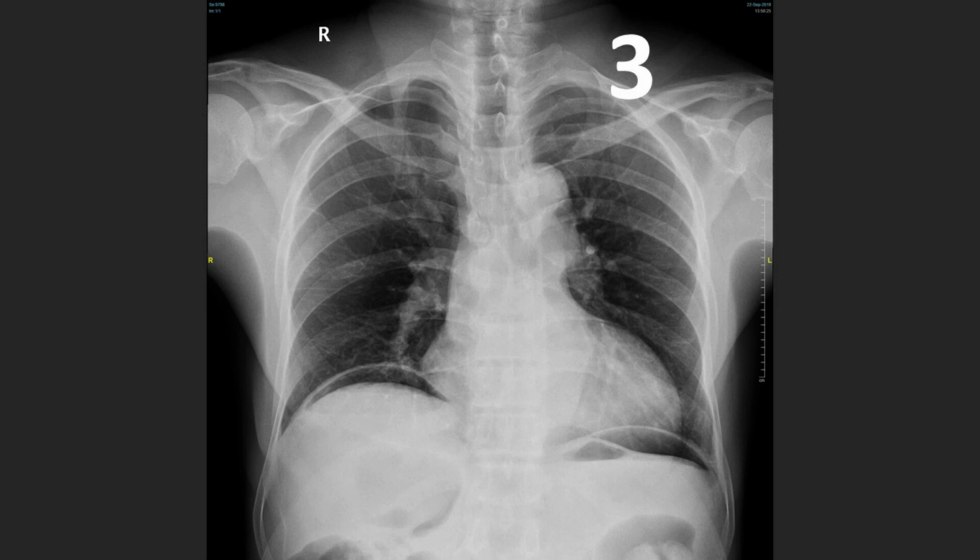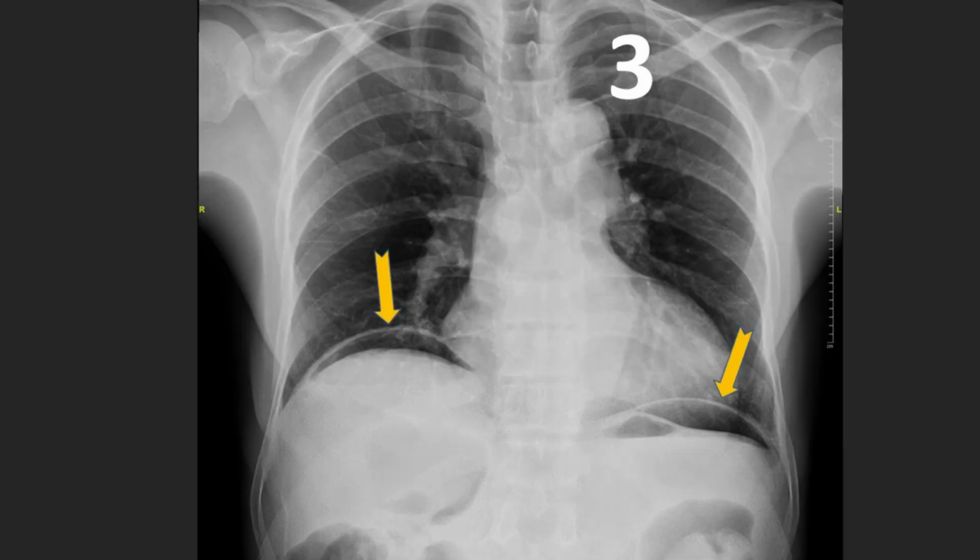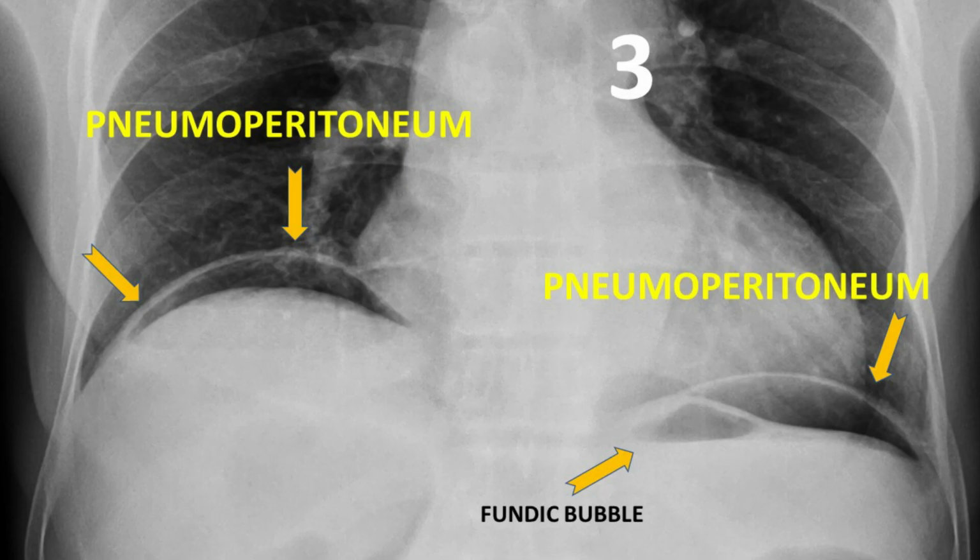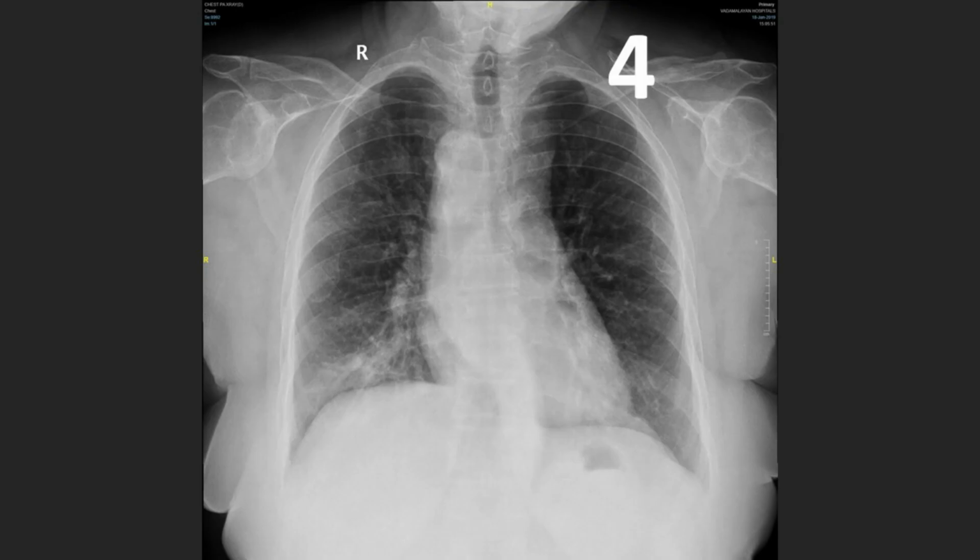So this is a clear-cut spotter. I think it's very simple. It's pneumoperitoneum beneath both diaphragms. It's very common. Usually we'll have it on the right side. So here you can see on both sides, bilateral pneumoperitoneum. It indicates there is more air in the peritoneum. You can see the funding bubble too, right? Okay, we'll go to the fourth case.